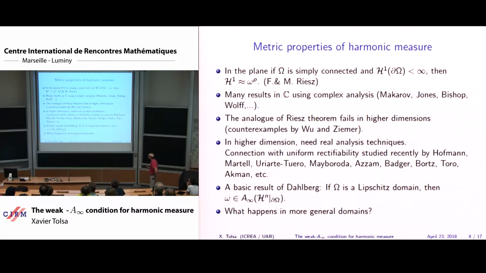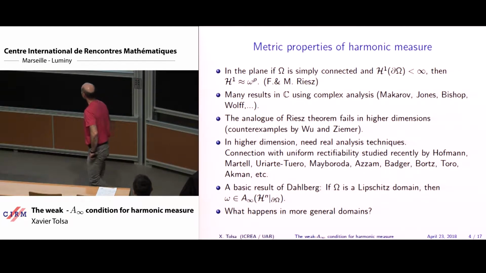Here I have collected a few rather classical results. The first one is very classical. It is a theorem of the Riesz brothers, and it says that if omega is a simply connected domain in the plane whose boundary has finite length, so in particular rectifiable, then arc length measure on the boundary and harmonic measure are mutually absolutely continuous.